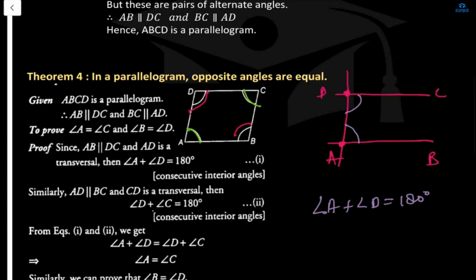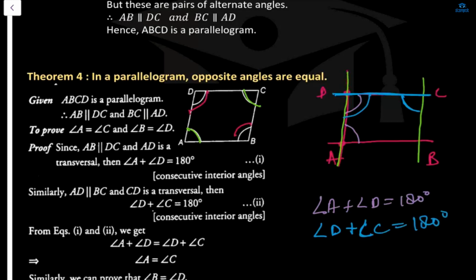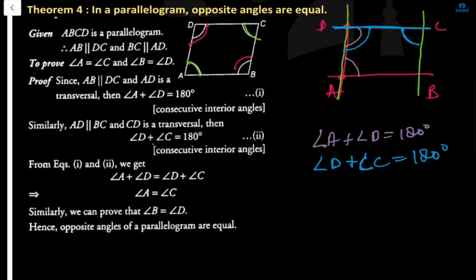Now you see that AD is parallel to this line, and this line BC is your transversal. So this angle and this angle will again be co-interior angles. So angle D plus angle C will again be equal to 180 degrees. Yes or no? Yes, ma'am. Same thing you can do on the other side also, or any two. You can do it with AB and BC also, or BC and CD also. Any of the pairs you can do. So this you can take as equation 1.